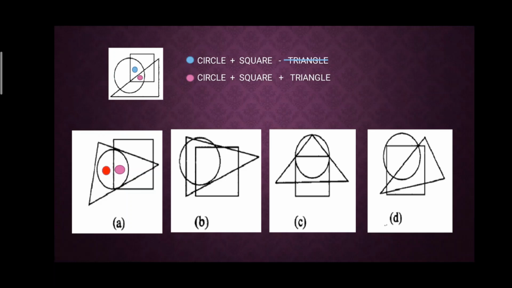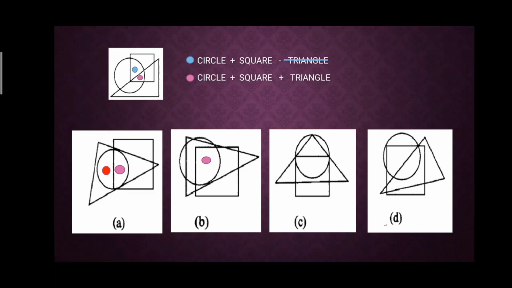Now as you can see, I can't find the blue one, that is in the circle and square but outside the triangle. Do you see anywhere in the figure where you will be able to find an area which is outside the triangle but inside the circle and the square? No, because the circle itself is inside the triangle all the time, so you will not be able to find the blue dot here. Therefore option A is eliminated because I'll not be able to find the blue dot in option A.